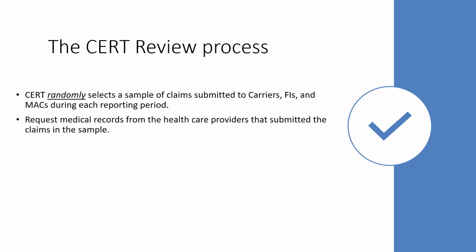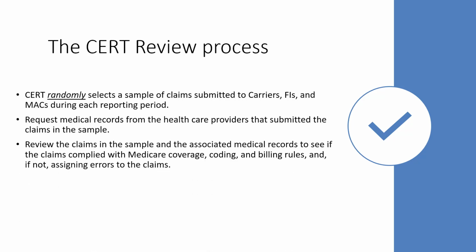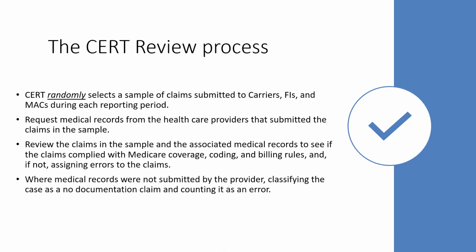Then, when they get the claim, they request the medical record from the healthcare provider, right? So you're going to get a letter from the CERT saying, please send us the medical records that support this particular claim. They're going to review the claims in the sample against the medical records, against the Medicare coverage rules and coding rules and billing rules and all that. And if there's an error, they assign that error to the claim.